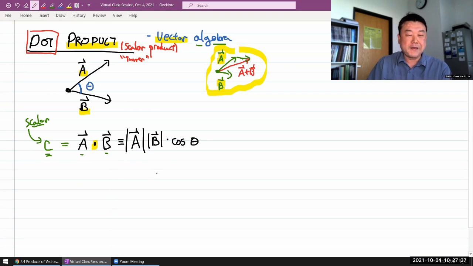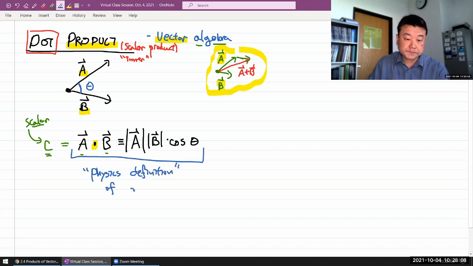And you might ask, why cosine? Why not sine? Why not tangent? And it's a definition. I don't have to give a justification, except to bring this into alignment with maybe another definition that you might have seen. So this is what I like to call the physics definition of the dot product.